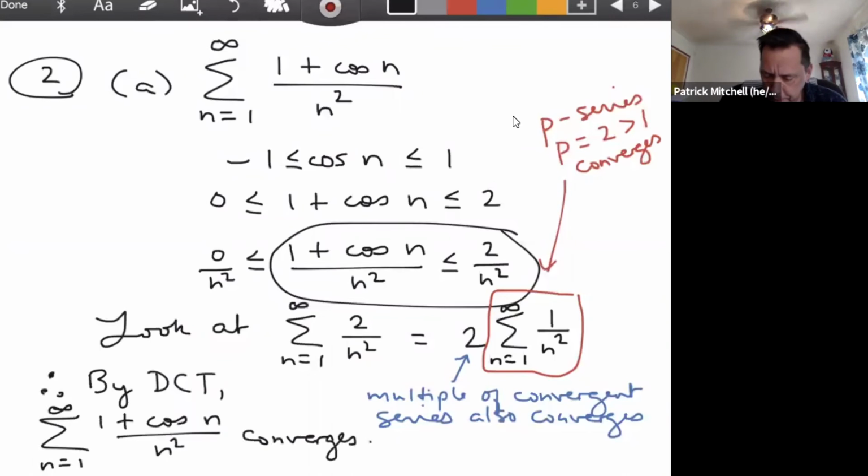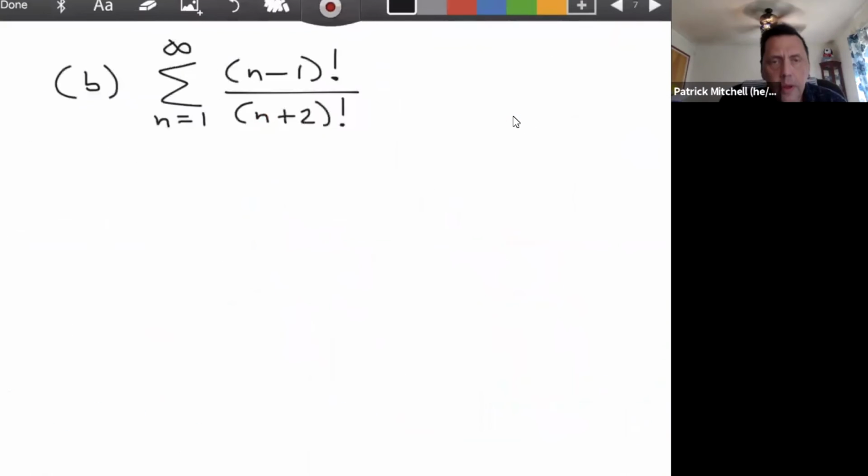All right, next example. All right, the sum n going from 1 to infinity, n minus 1 factorial over n plus 2 factorial. So you're going to want to pay attention to this trick that I'm going to use because we're going to be using this a lot. I think maybe starting in the next section or the section after, when we get to a test called the ratio test, we're going to be doing a lot of stuff with factorials, and this trick will come up a lot.